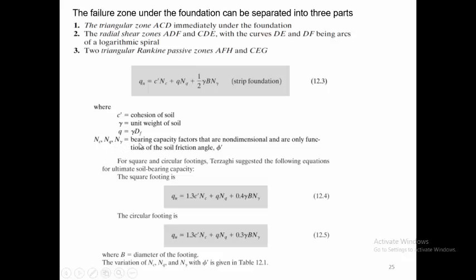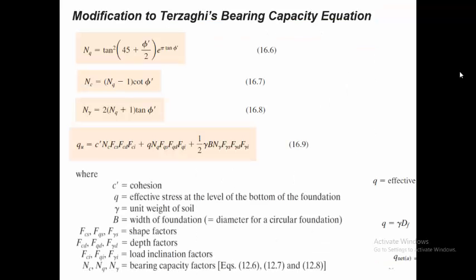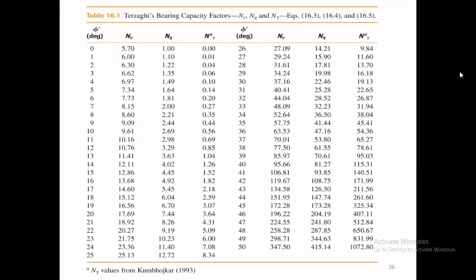Nc, Nq, and N gamma are the bearing capacity factors that are non-dimensional and are only functions of the soil friction angle. Okay? For square and circular, these are the formulas. Just read it. Square, circular, okay. So this is the table. So there is a modification to Terzaghi. Okay? What is that modification?